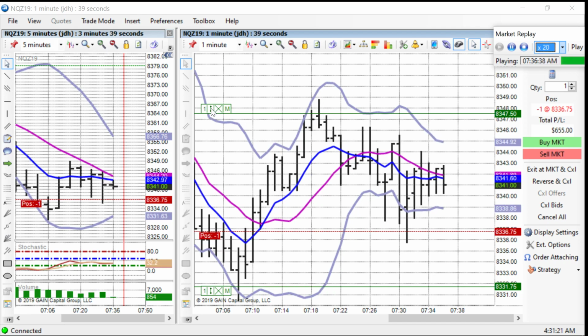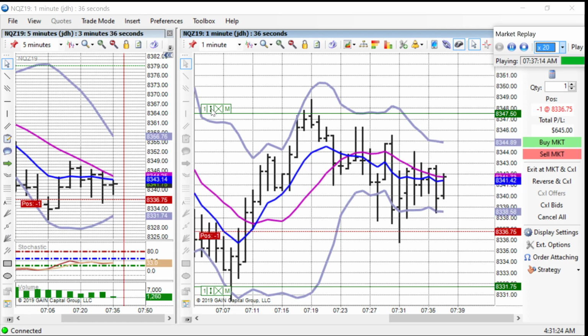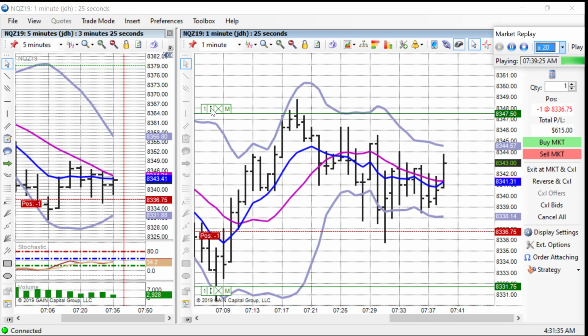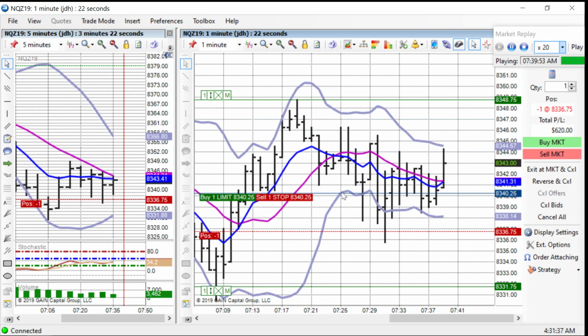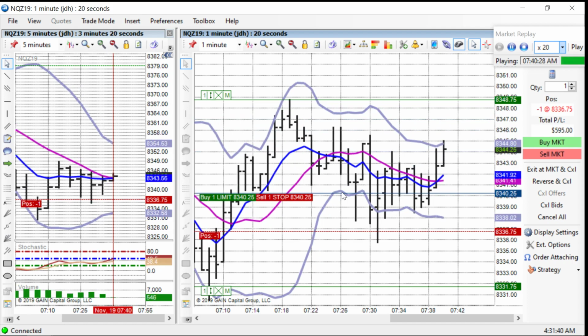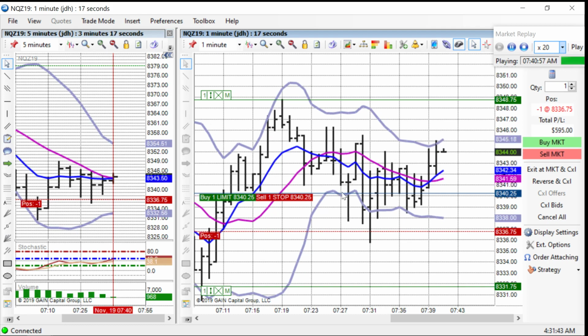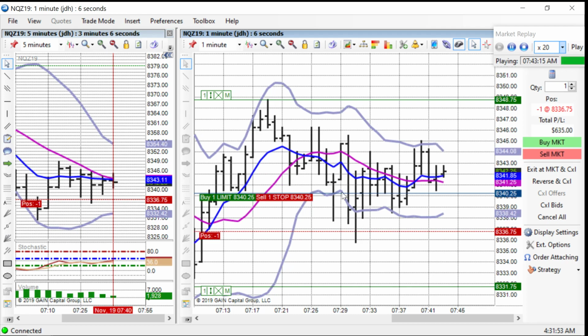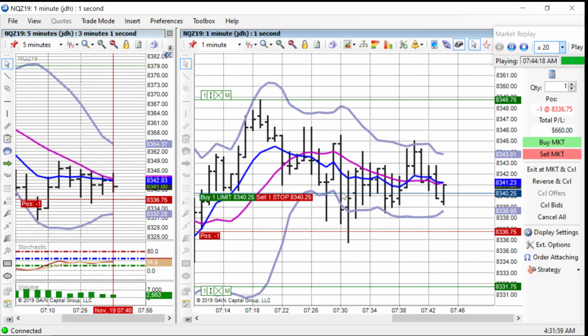There's a congestion area right here, and I know I took a breakout below that low. So yeah, talk about jumping the gun here. Horrible timing. This is the kind of thing I wouldn't deserve to profit on at all, but I'm just doing it for illustration purposes here, for what not to do.